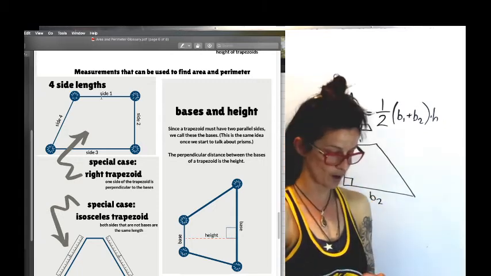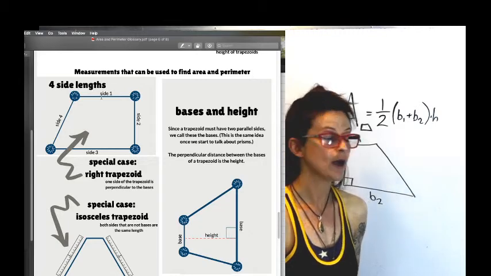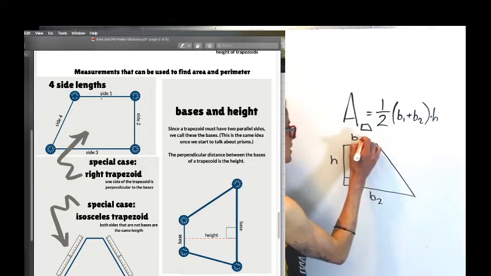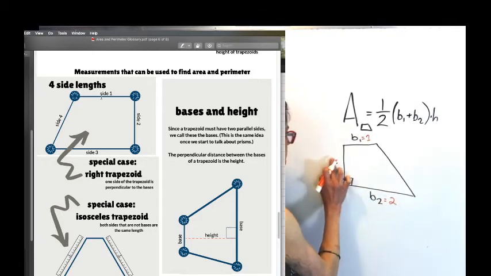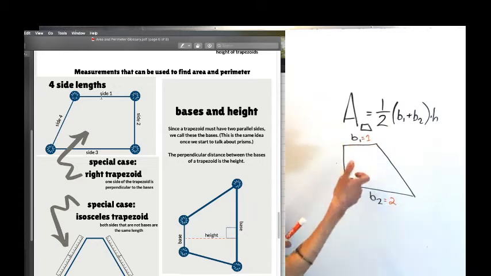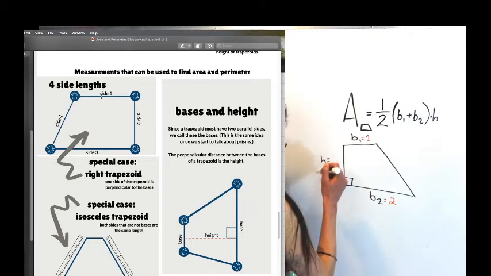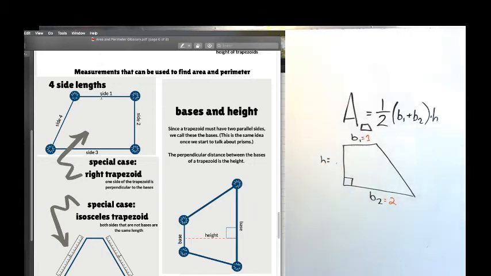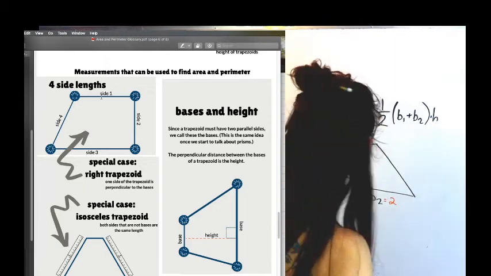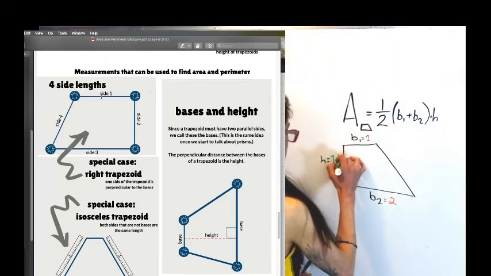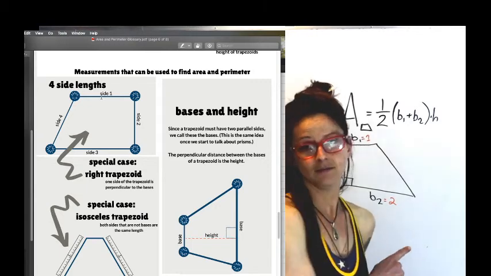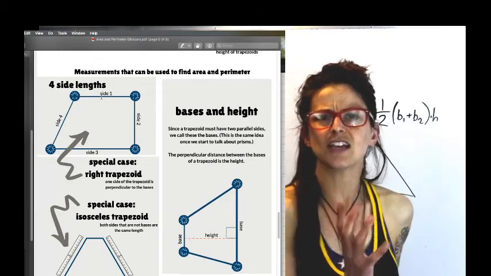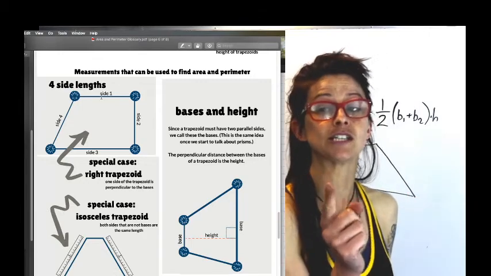It doesn't matter which way you order them. Let's say that base 1 equals 1, base 2 equals 2, and the height equals 1 1/4. I can use the formula if I know why it works. You should only get permission to use the formula if you understand why it works.